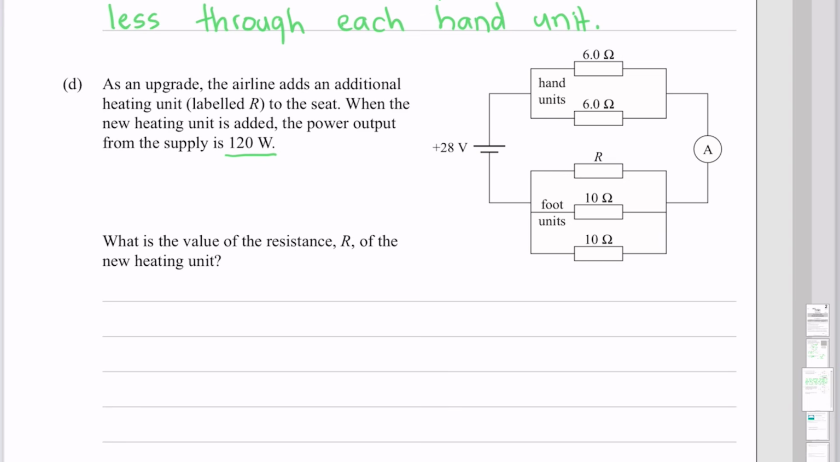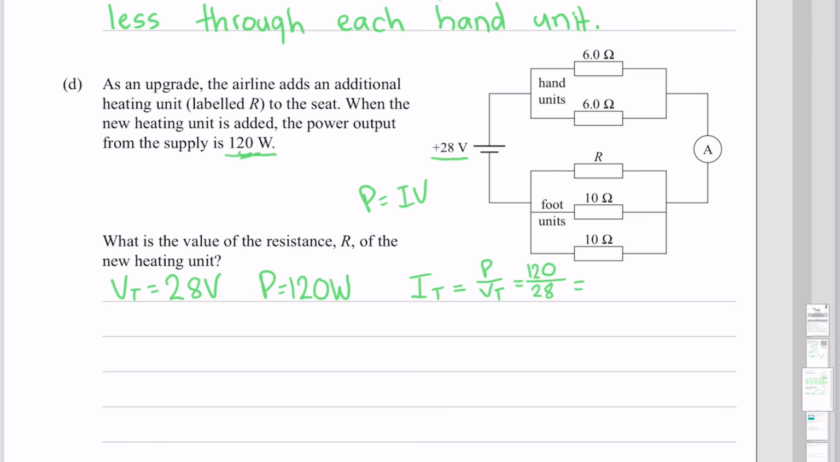So let's break down what we know. We know that the total voltage in the circuit is our 28 volts. We know that the power consumed by the circuit is 120 watts. And since P is equal to IV, that means that our total current in the circuit is our power divided by our total voltage, which gives me 4.30 amps to 3 significant figures.